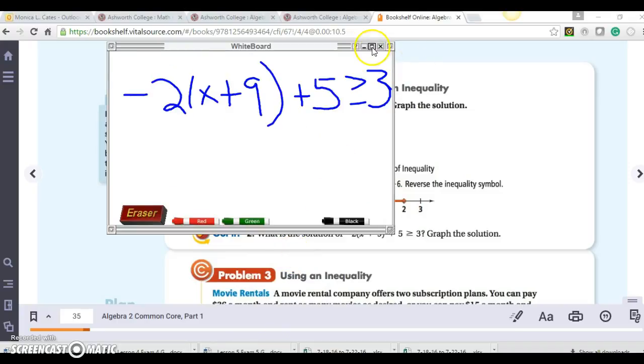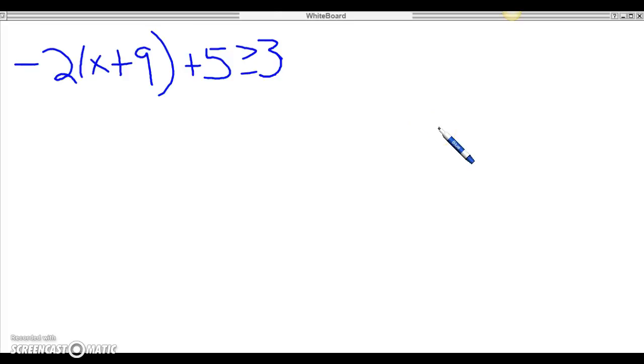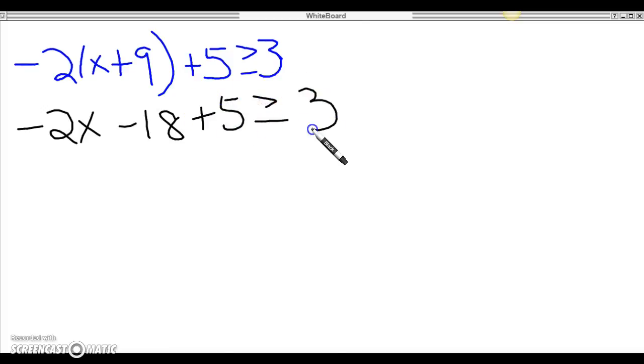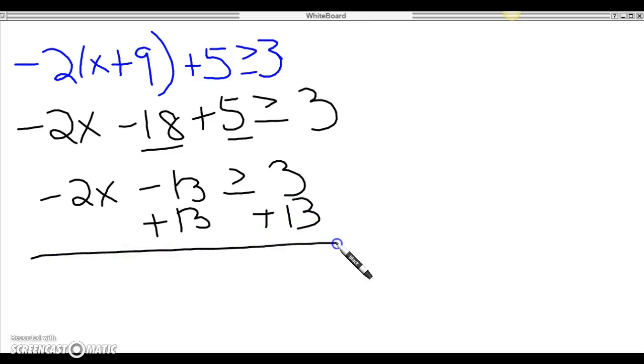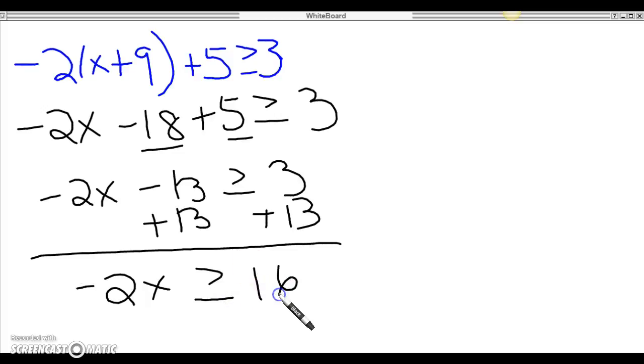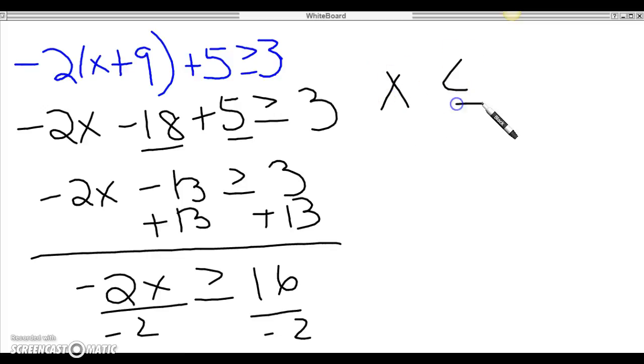Let's look at guided number 2. I've written it here on my whiteboard. The first thing that I'm going to do is distribute. So I get negative 2x minus 18 plus 5 is greater than or equal to 3. Then I'm going to combine my like terms, and I get negative 2x minus 13 is greater than or equal to 3. Then I'm going to add 13 to both sides, and I get negative 2x is greater than or equal to 16. Next, I'm going to divide both sides by negative 2. Whenever I divide by a negative, I'm always going to flip my inequality, so I get x is less than or equal to negative 8.